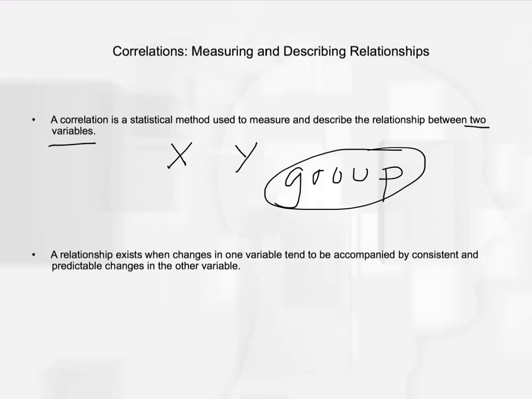The key here, in this bullet, is that a relationship exists when one variable tends to be accompanied by a consistent and predictable change in the other variable. So we're looking for relationships that are consistent and predictable, and there's a number that we'll find called the correlation coefficient, which will tell us whether the relationship is consistent and predictable. Consistent meaning that these two variables are related in different groups, in different characteristics of these groups, and it's a predictable change. If we have information on one variable for a group, we can make a consistent and fairly accurate prediction about another variable.